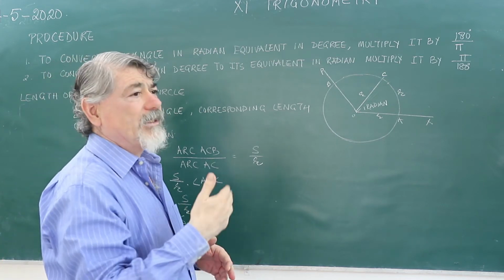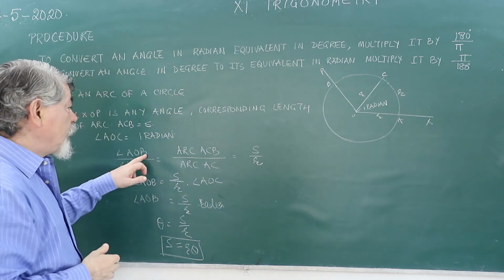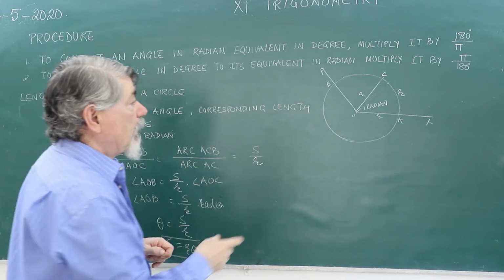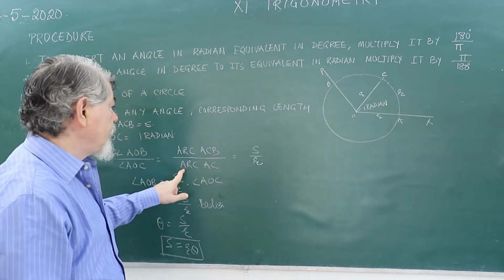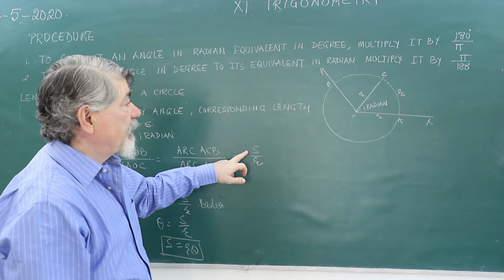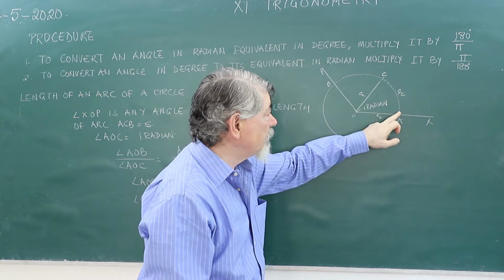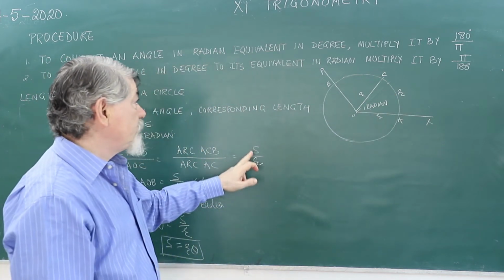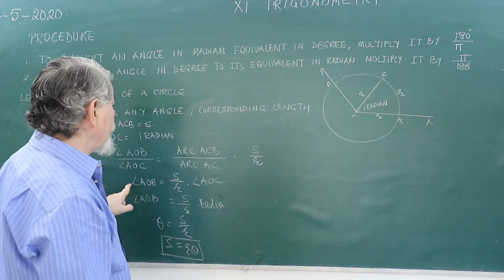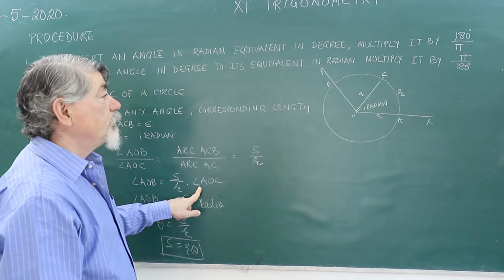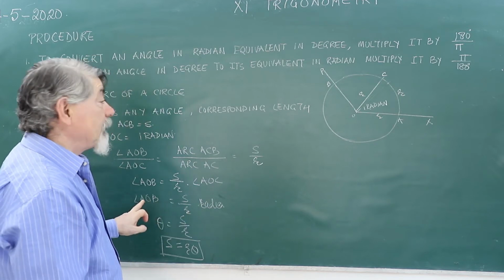Because whatever the angle, the corresponding length of the arc will be proportional. That is the property of circles. Angle AOB upon angle AOC will be equal to arc ACB upon arc AC. What is arc ACB? S. And what is the length of arc AC? Radius R. So S upon R. Now angle AOB will be equal to S upon R into angle AOC. AOC is 1 radian, so angle AOB will be S upon R radian.